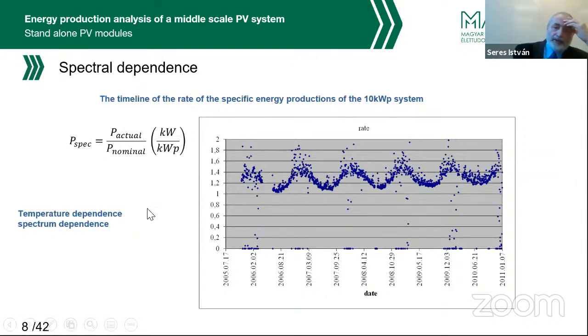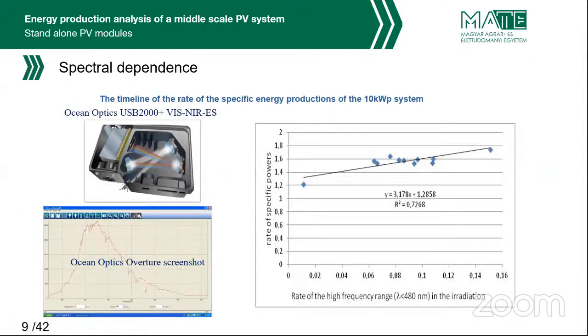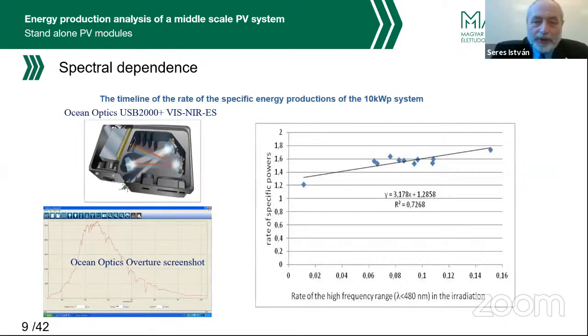So we made some spectral measurements. We have a spectrometer. I just show it in this way, and the spectrometer can measure. It's not a very wide range, but it can measure from 400 nanometers to roughly 1050 nanometers the distribution of the incoming light.